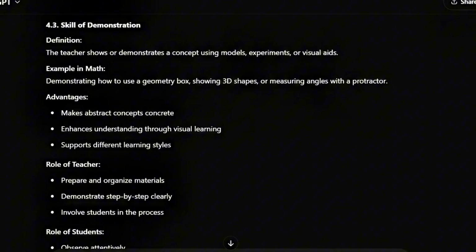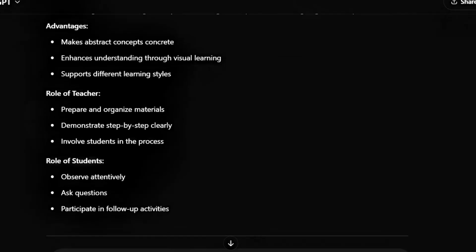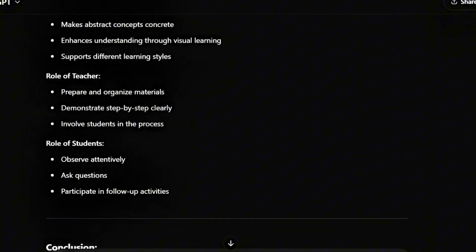Advantages: makes abstract concepts concrete, enhances understanding through visual learning, supports different learning styles. Role of teacher: prepare and organize materials, demonstrate step-by-step clearly, involve students in the process. Role of students: observe attentively, ask questions, participate in follow-up activities.